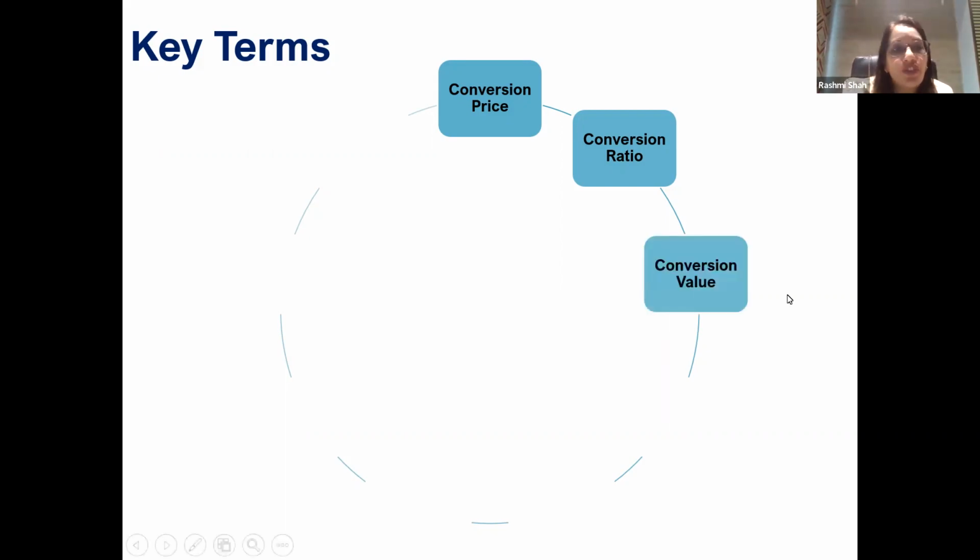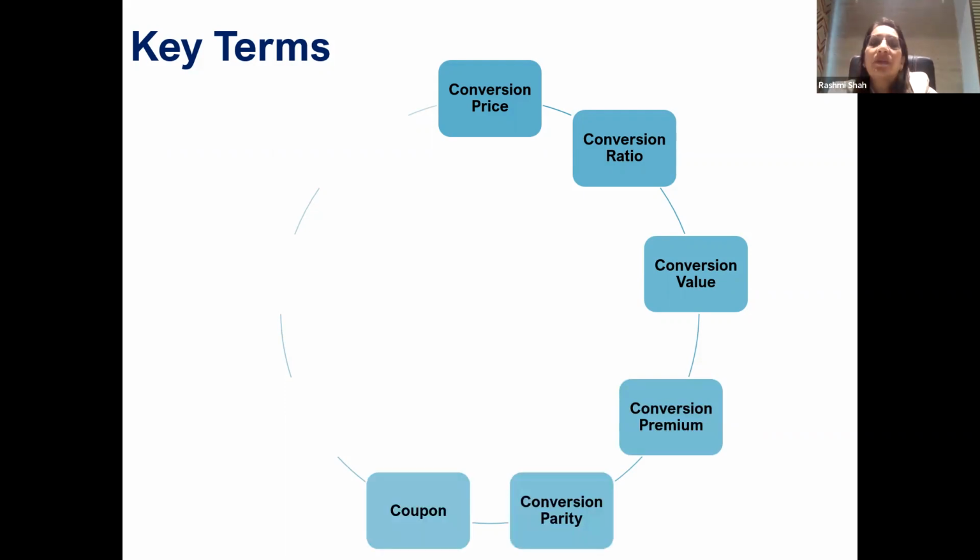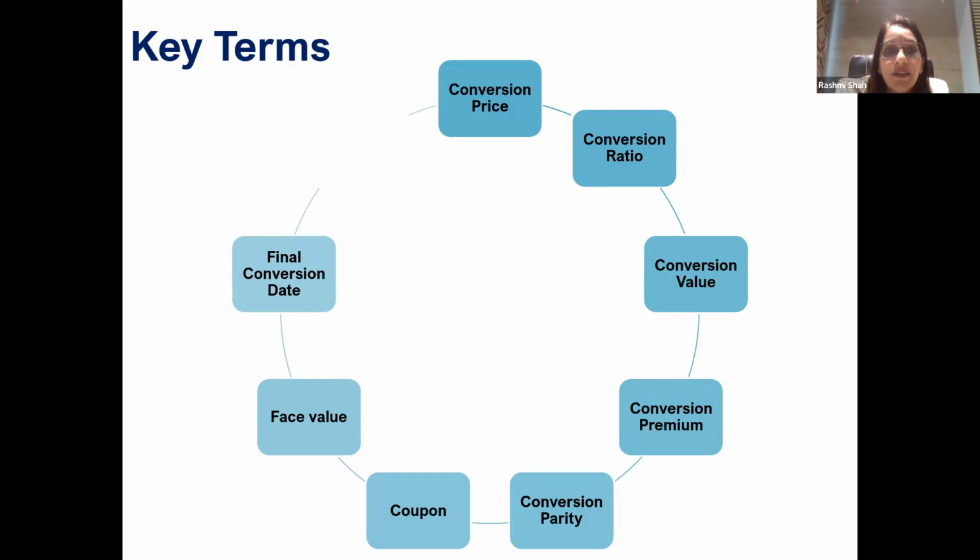The next term is the conversion value. It's basically a derived formula: the current share price times the conversion ratio is the conversion value. Then we have conversion premium, conversion parity, and the coupon. Coupon is very important because if you want to assess the redemption features, you will surely need it. The face value is also very important to know, as are the final conversion date and the redemption or maturity. The conversion date can be different from redemption or maturity. So these are generally the key terms.